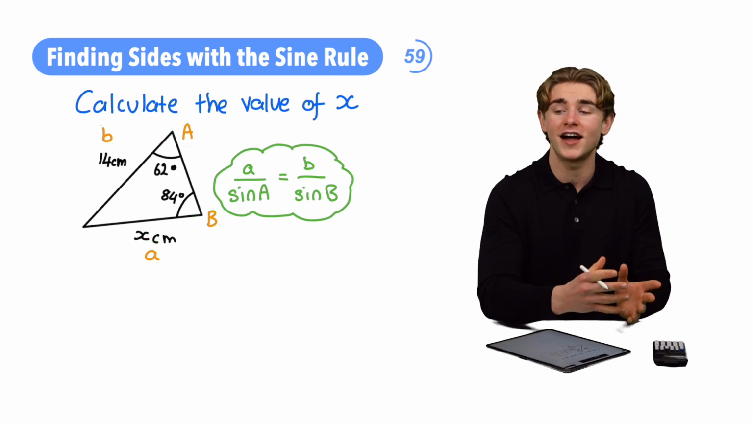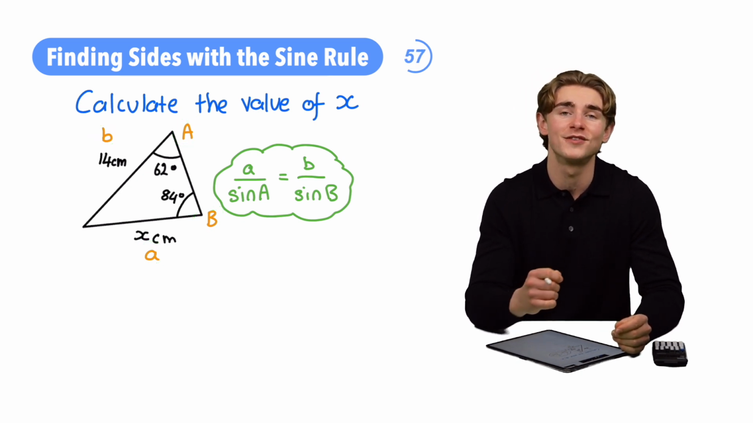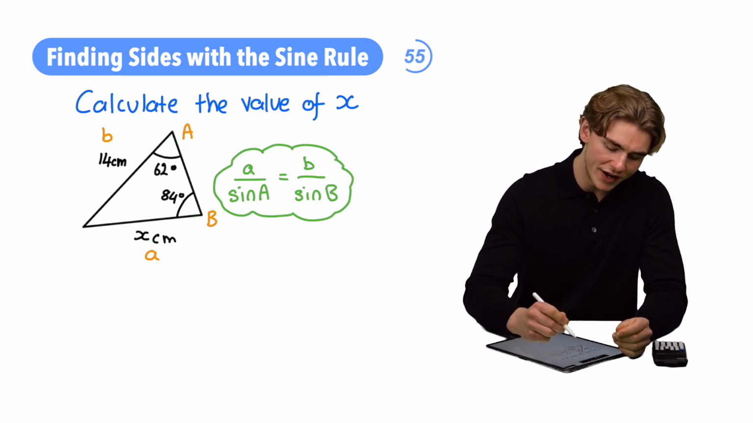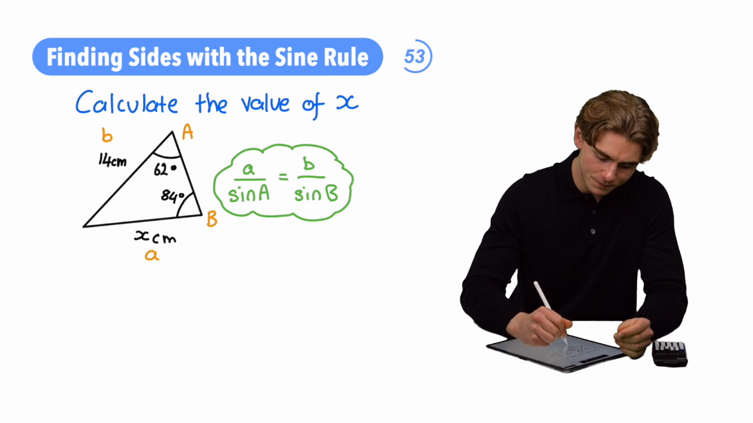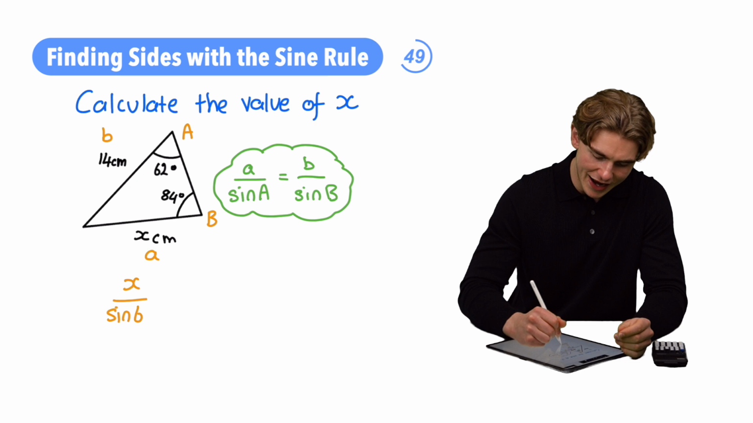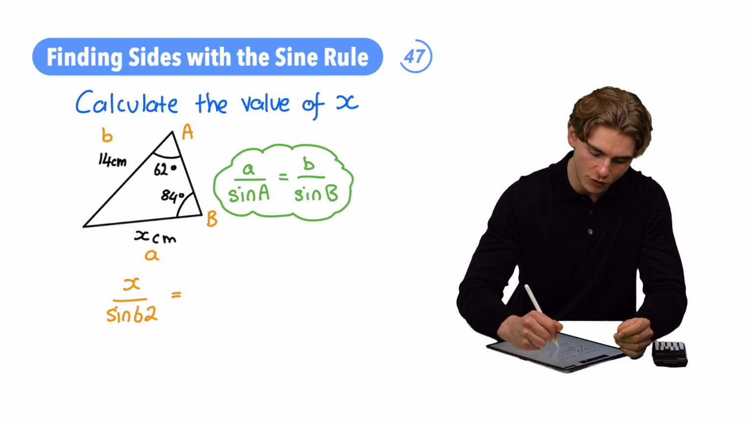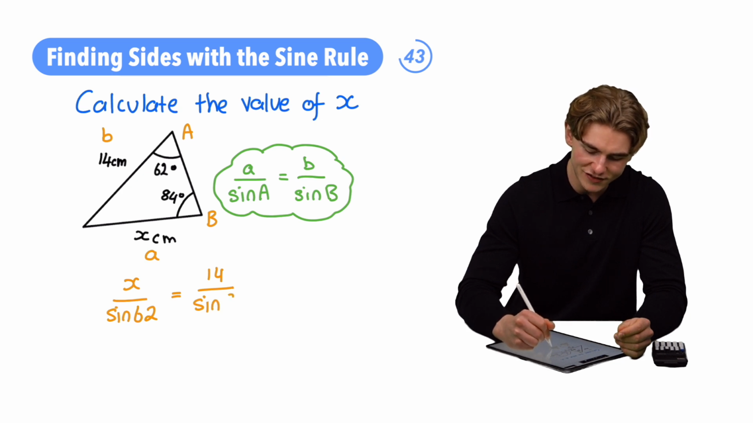Now, where do we go from there? We substitute our values into our formula. Let's get it done. What are we going to have? We're going to have a, which is x, over sine A, which is going to be sine of 62, and that's going to be equal to lowercase b, which is going to be 14, over uppercase B, or sine of uppercase B, I should say, so sine 84.